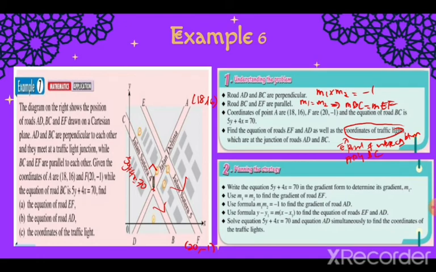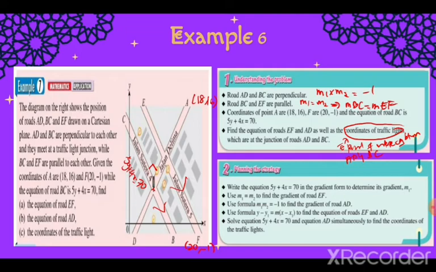Plan the strategy. Write the equation 5y plus 4x equals 70 in the gradient form to find gradient M1. Of course, first of all, find gradient 1. And then since BC and EF are parallel, we said that M1 equals M2. So if you find gradient BC, you will find gradient EF.